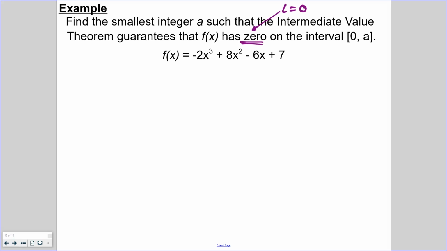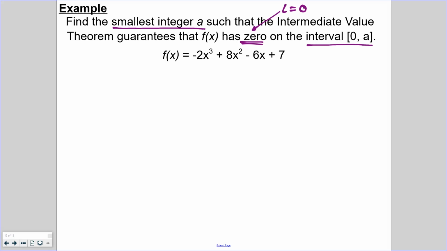Another thing to notice is that we're trying to find the smallest integer a, which means that a has to be an integer. So 1, 2, 3, 4, so on and so forth. And we're looking over the interval 0 to a. So we want to find the smallest a, or the number that is closest to 0 that will guarantee that we have an x-intercept on that interval. So this is really just going to require us to do some test values.